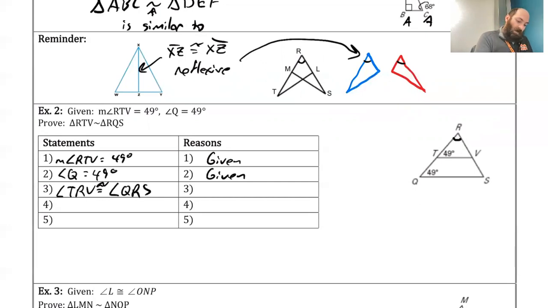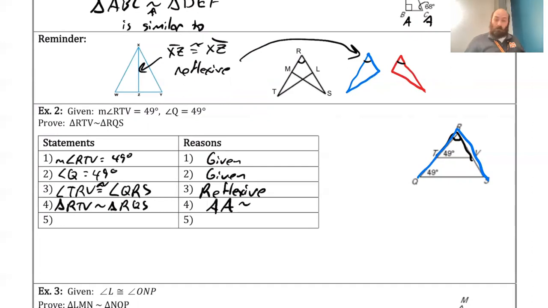Okay, so I did TRV and QRS. Again, it overlaps. Those are reflexive angles. Okay, so they're reflexive. So I know that angle RTV and angle Q have the same measure. So I can now state that triangle RTV is similar to triangle RQS, and that's because of angle-angle similarity.